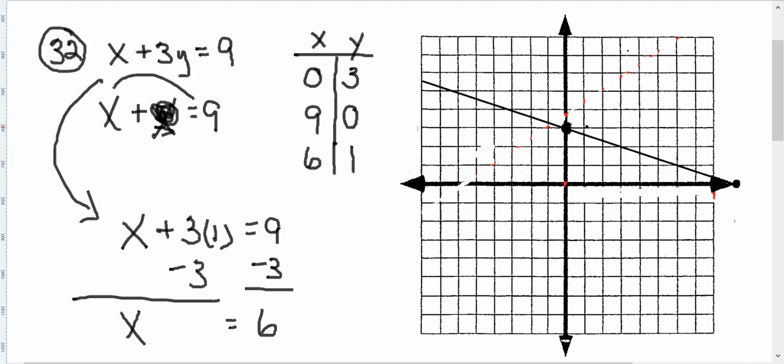If I plot that point, I go over to the right 6, 1, 2, 3, 4, 5, 6, and up 1. And notice where I'm at. Right on that line yet again. Okay, that's a way of checking that. Okay, that is number 32.